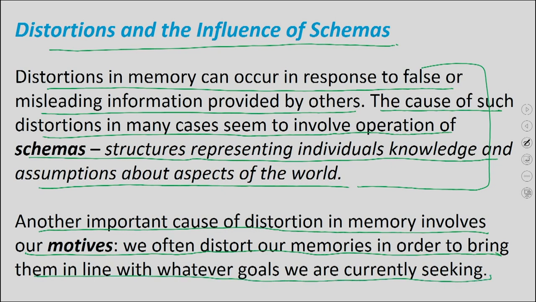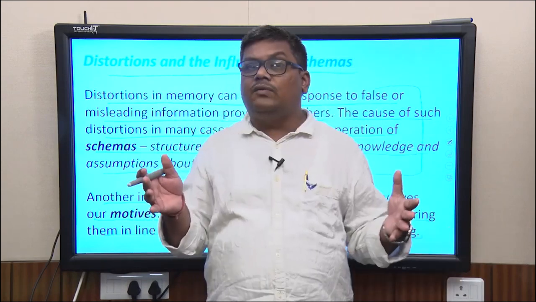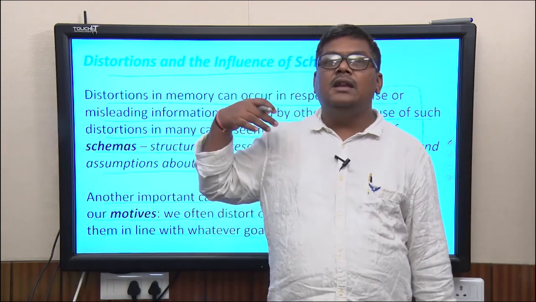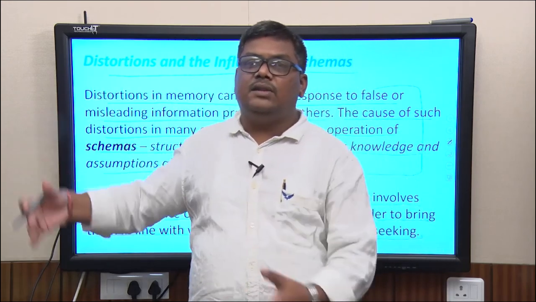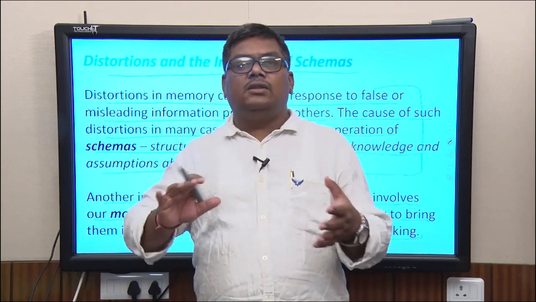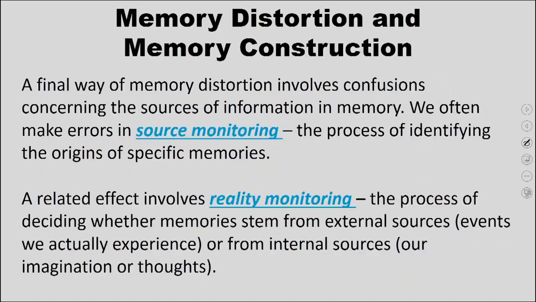At times, we save memory, as I said, depending on what we want to happen. If we want something good to happen, no matter how an incident was, the way we encode memory is in terms of what we want. So, suppose I got rejected by a female friend, but I don't want this to be that way. So, I'll remember the memory in an entirely different way, the way I want it to be. And so, there will be two versions of the actual memory, and that is called distortions of memory.